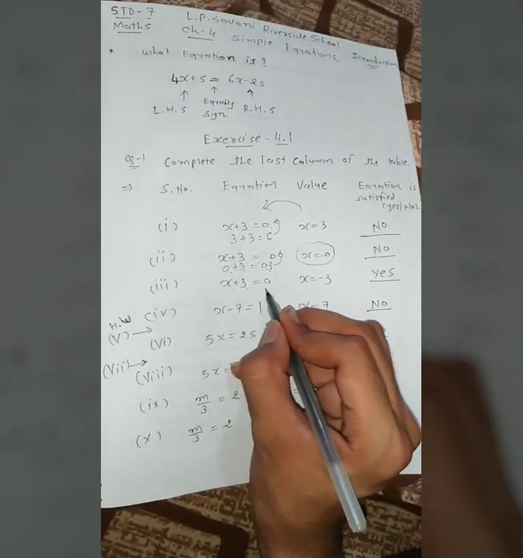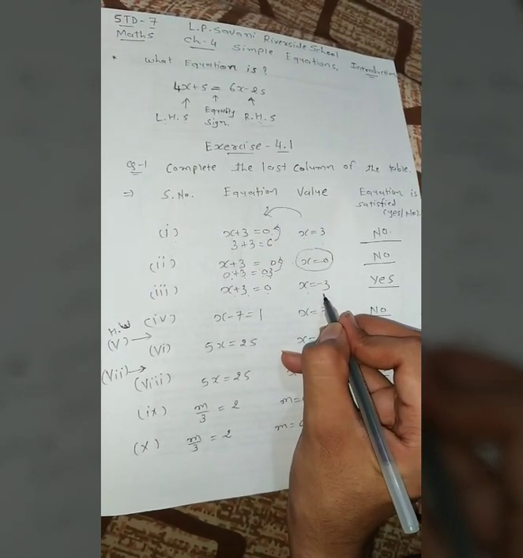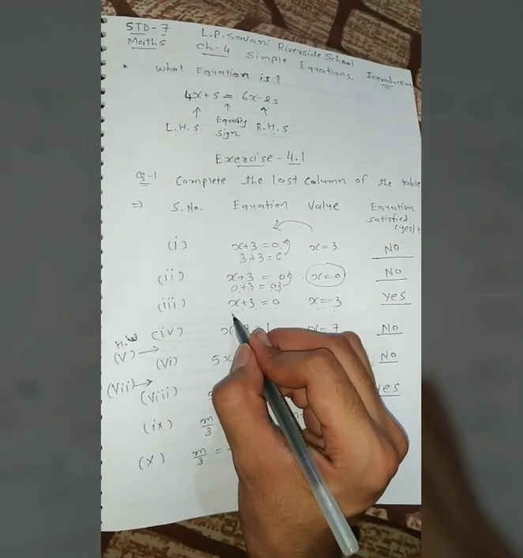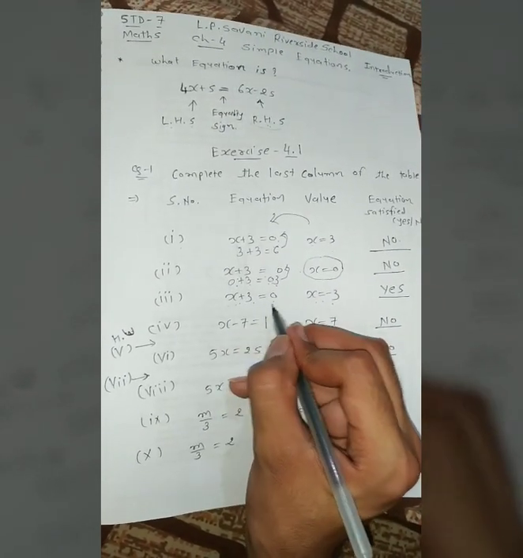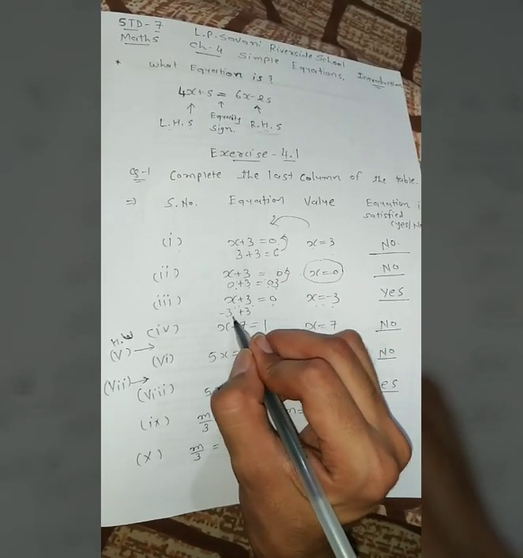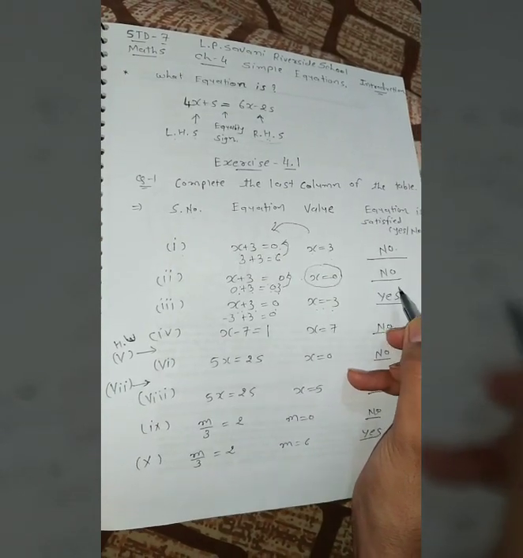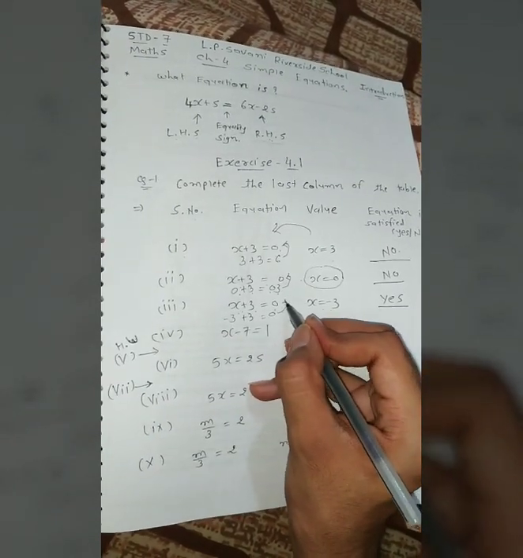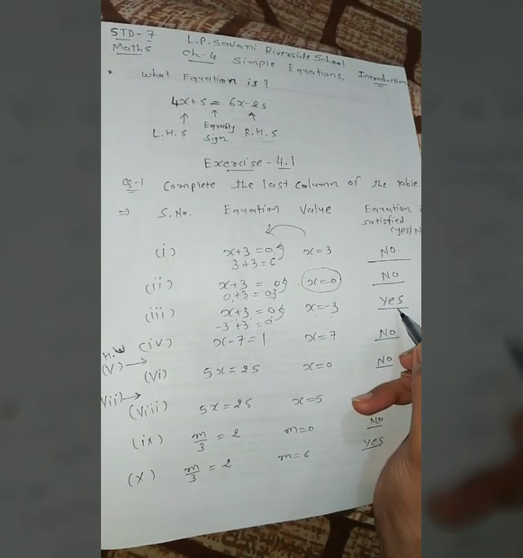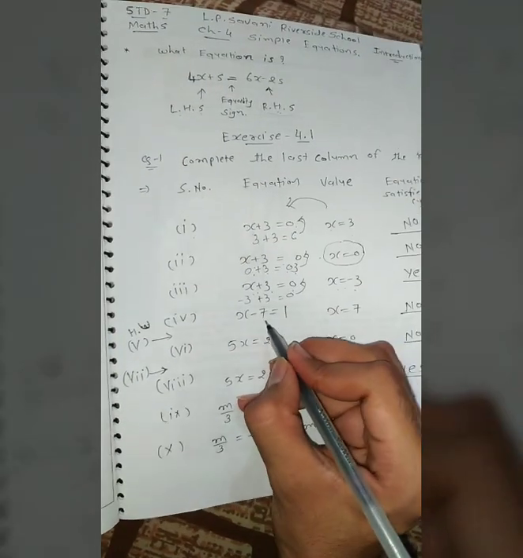x plus 3 is equal to 0 and x is equal to minus 3. So put the value of x is equal to minus 3 here. Minus 3 plus 3 is equal to 0. Minus 3 plus 3, that is 0, which satisfies our equation. So x is equal to minus 3 gives 0. So the answer is yes.